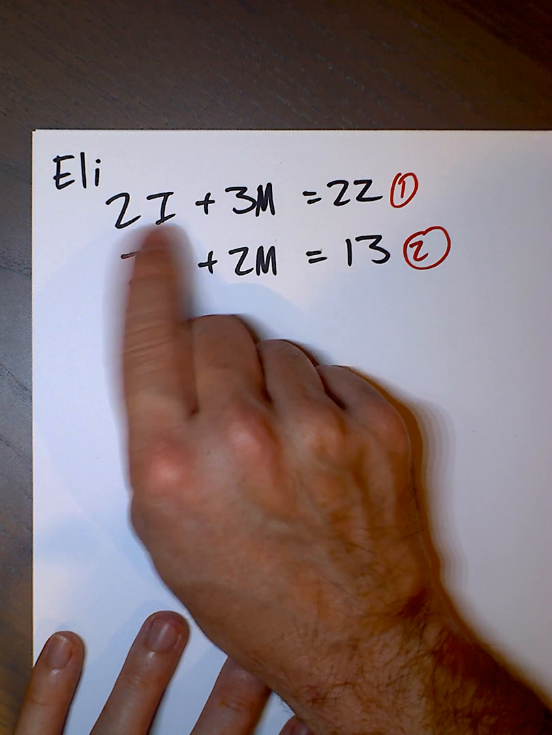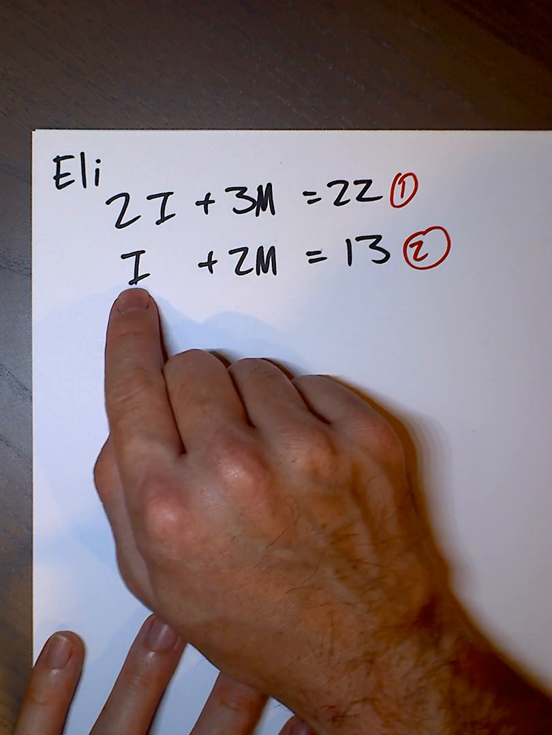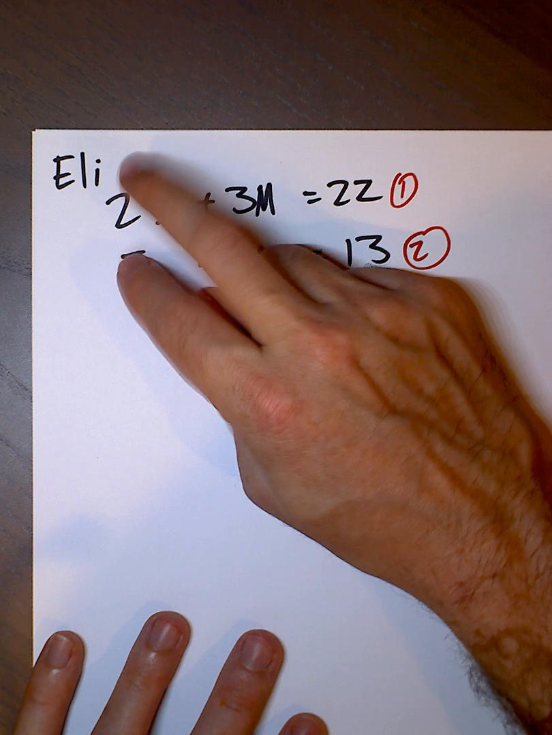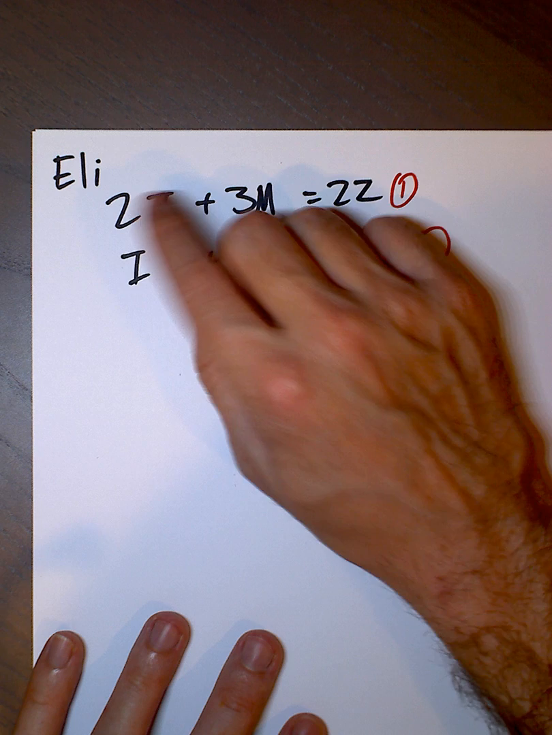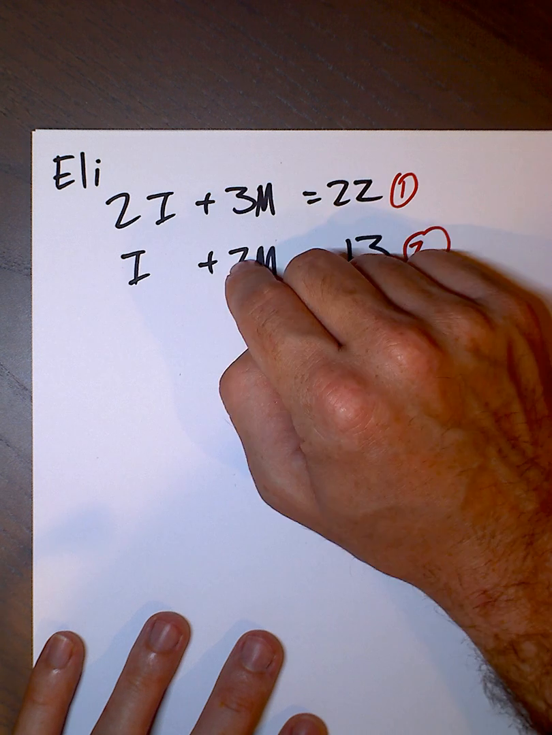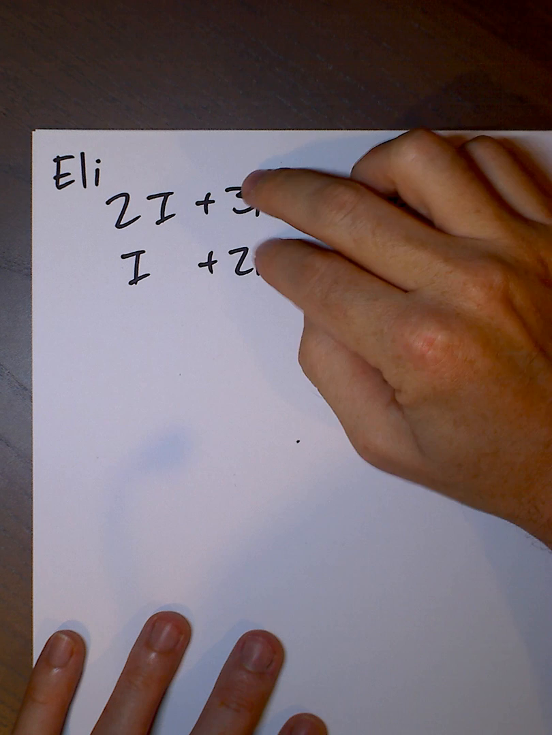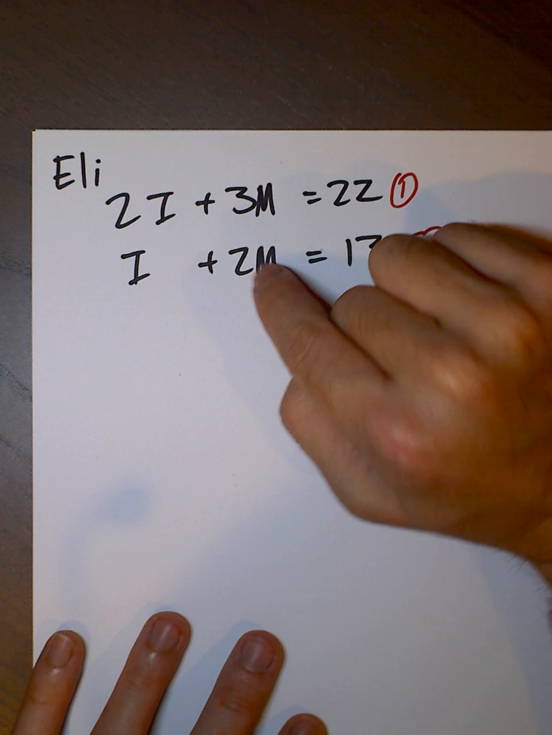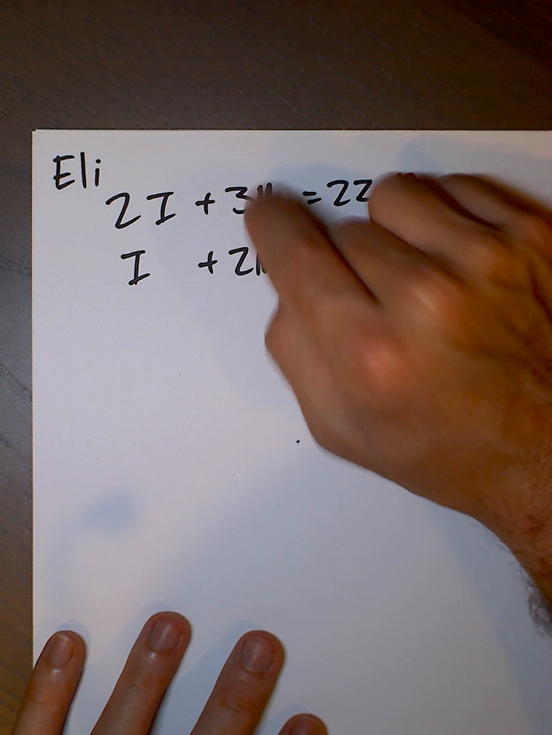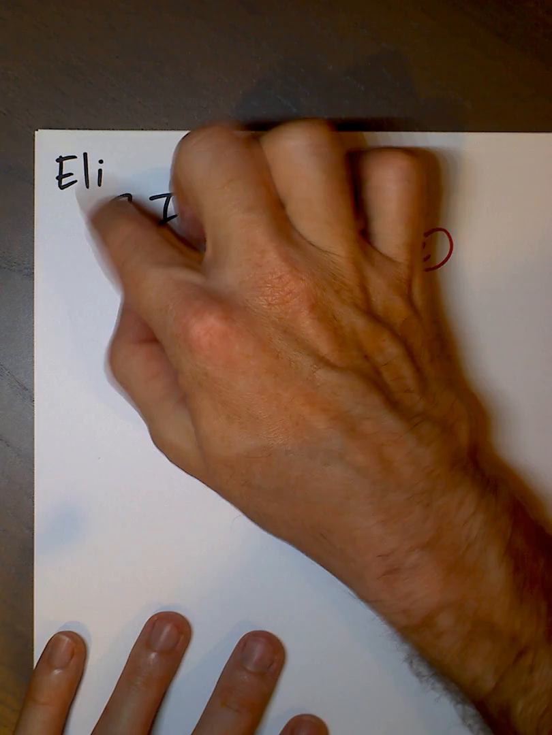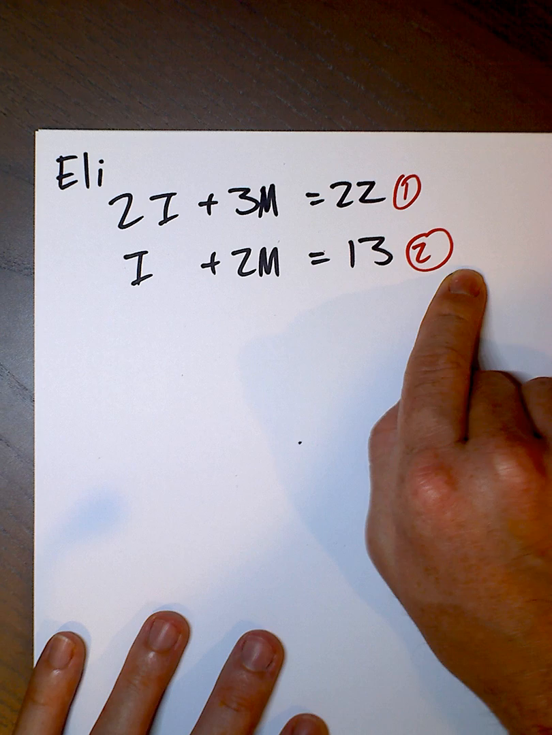So if we've got 2i plus 3m equals 22, i plus 2m equals 13. The quickest and easiest way is I want these two coefficients to match. I've got 2 here, 1 here, 3 here, 2 here. I could make these match, but that means I'd have to times this by 3, which would give 6, and then times this by 2, and it would give me 6. That's too much work. I'm going to times this whole equation by 2.